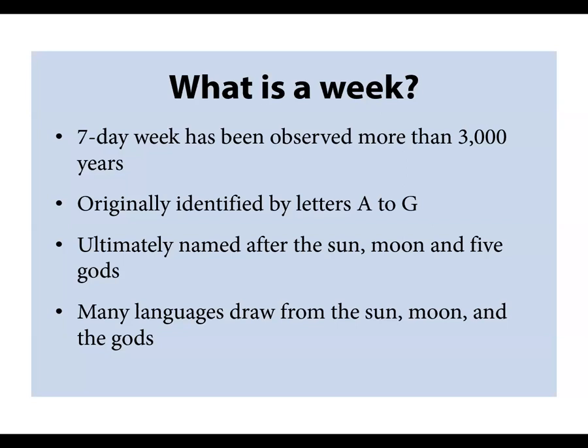Early, before we had names for the days of the week, they were usually just identified by the letters A to G, A being the first day, G being the last day of the week. Ultimately, we're going to see that they become named after the sun, the moon, and 5 gods. We'll talk about that in a second. And many of the languages that we find ourselves researching, in French, Spanish, German, whatever, they also draw from those basic sun, moon, and the gods.